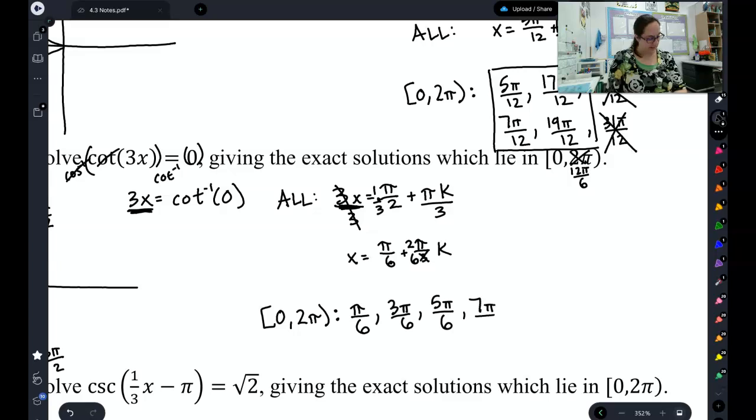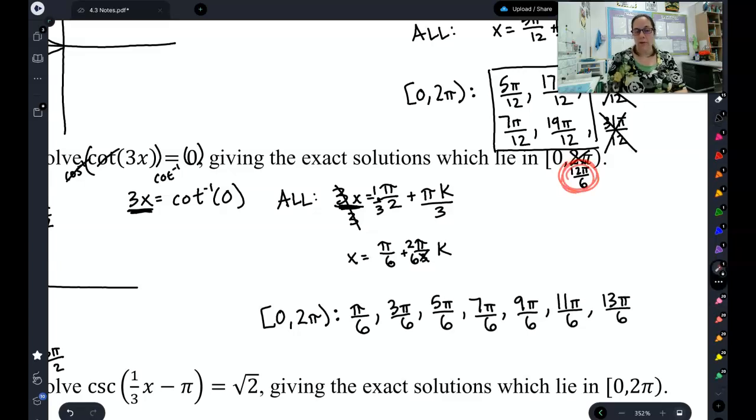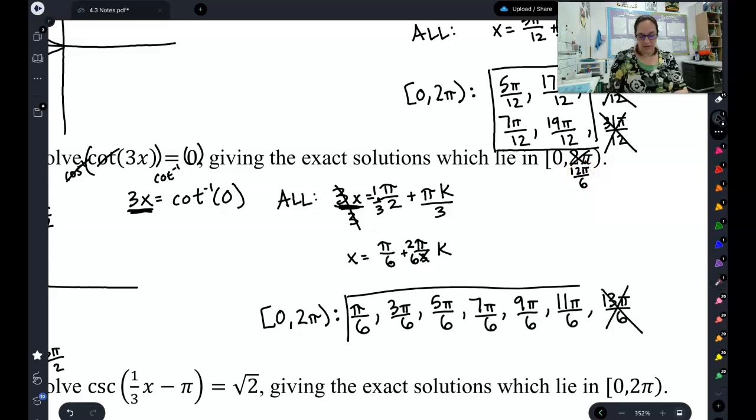Add 2 again, give me 7 pi sixths. Still not bigger than 12, keep going, add 2 again to get 9 pi sixths, which also simplifies to 3 pi halves. Keep going to get 11 pi sixths. Still not bigger than 12, so now keep going to get 13 pi sixths. That one is finally bigger than my 12 pi sixths, so that means these are my answers.